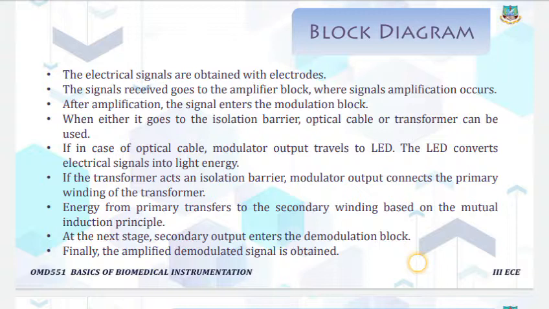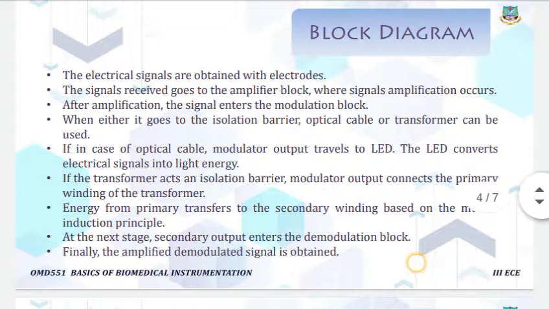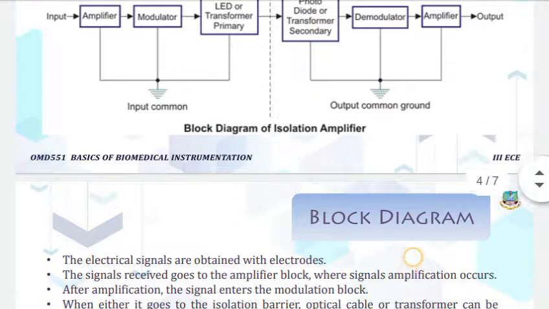If the transformer acts as the isolation barrier, the modulator output goes to the primary windings of the transformer. Energy from the primary transfers to the secondary windings based on the mutual induction principle. At the next stage, the secondary output enters the demodulation block, and finally the amplified demodulated signal is obtained. This is all about the working of the isolation amplifier.